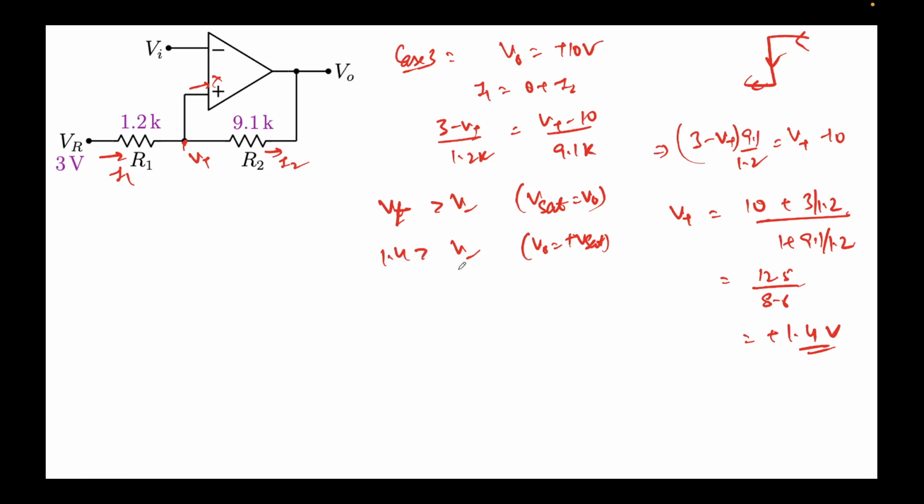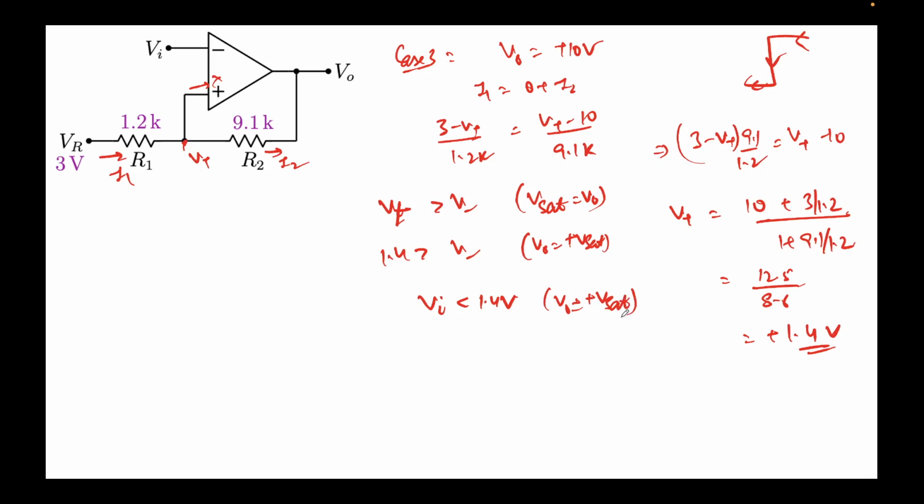Yeah, so what's the value of V minus? V minus is nothing but Vi. Okay, this is Vi. This means till Vi is less than 1.4 volts, till Vi is less than 1.4 volts, what we'll have is V naught equal to plus V sat.